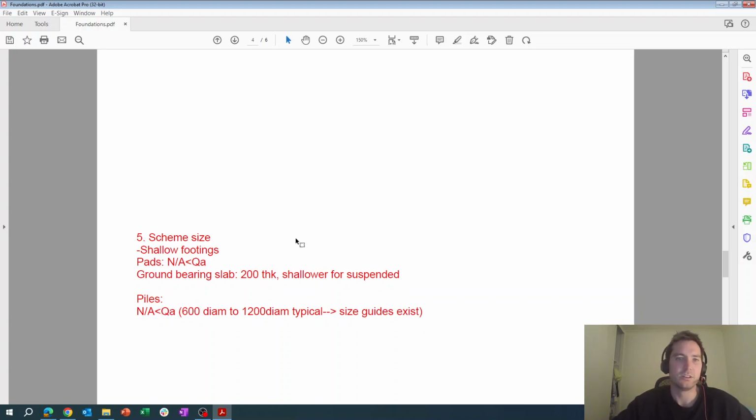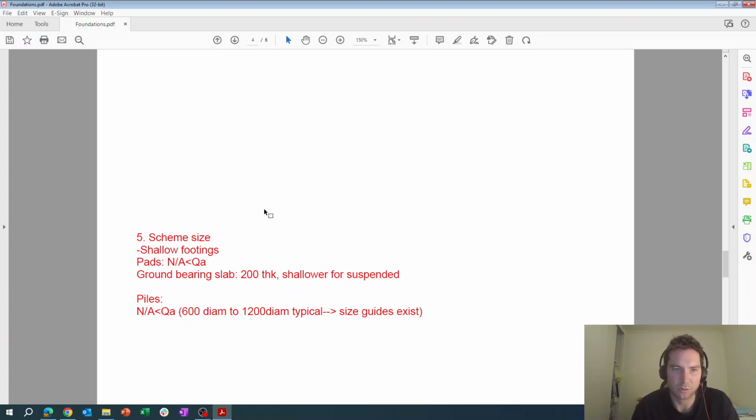Ground bearing slabs. So it's literally if it was just bearing on the ground directly and didn't have any other edge thickenings, etc. 200's sort of a pretty typical number to run with, and you could go shallower if you did have, say, a raft with edge beams and internal beams that it was spanning between.